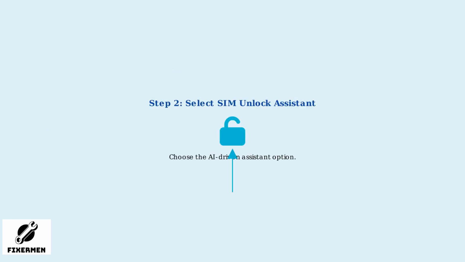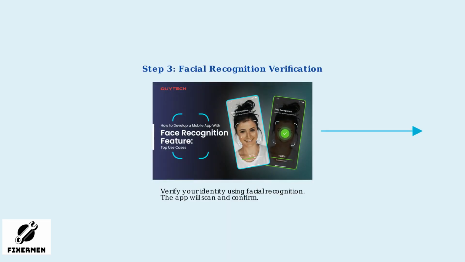Next, select the SIM unlock assistant from the menu. The AI will guide you through the process. Finally, complete facial recognition verification. The app will scan your face to confirm your identity, then reset your PIN automatically. This self-service method through the app is fast and secure, resolving SIM locks in minutes without needing to contact support.